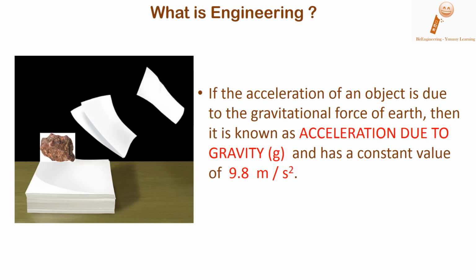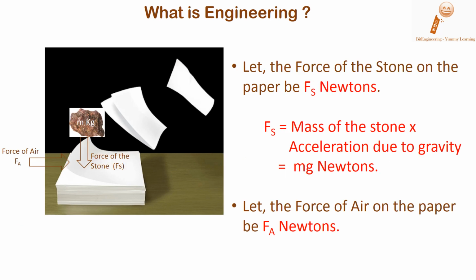If the acceleration of an object is due to the gravitational force of Earth, then it is known as acceleration due to gravity, g, and has a constant value of 9.8 meters per second square. Let the force of the stone on the paper be Fs newtons. This is equal to mass of the stone into acceleration due to gravity, which is equal to m into g newtons. Let the force of air on the paper be Fa newtons.